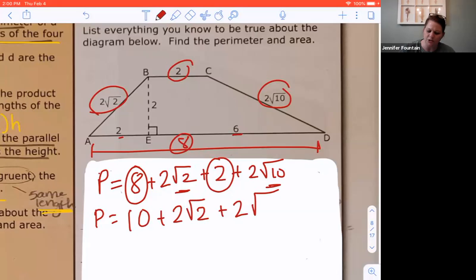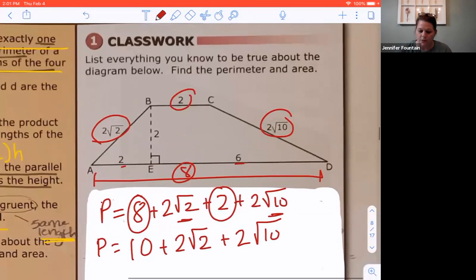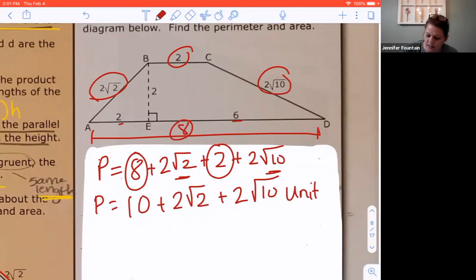I wish this text didn't do problems like this. I wish they would just do normal problems with numbers that we can calculate. To me, it's more confusing. But just know that I guess what their intent is to give you some practice here with dealing with radicals and understanding that you can only add them together when they are the same. Okay, so we'll just keep working with that and keep practicing with it. Okay, so there is my perimeter, and we're just going to call that units since it's not identified as a certain unit of measurement.